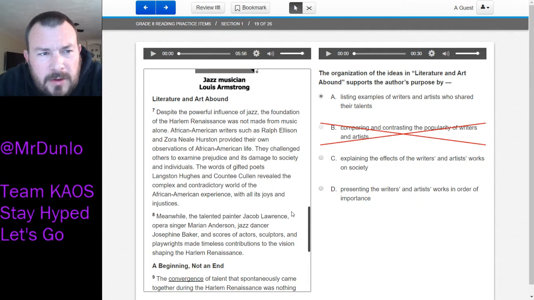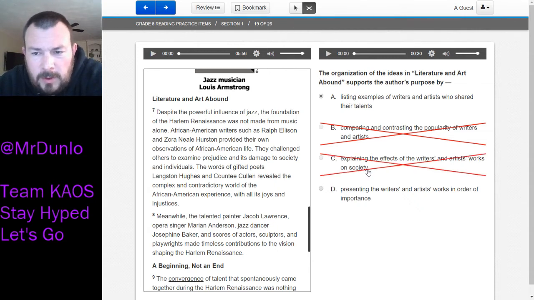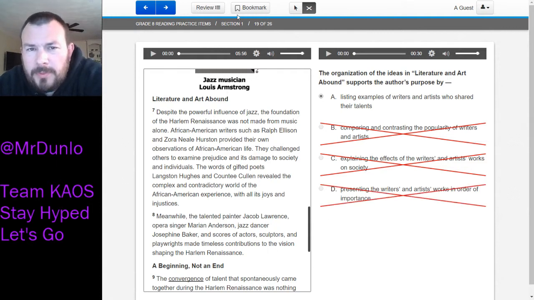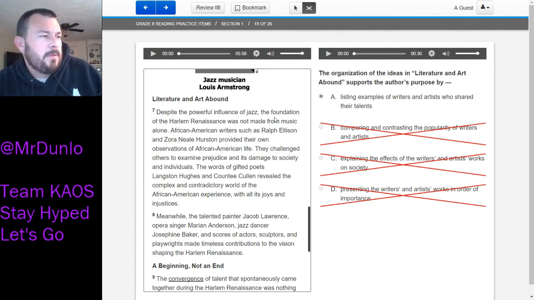You would have thought maybe they'd have done C, where it says explaining the effect of the writers' and artists' works on society and talked about how it affected people. That might have been cool, but they didn't do it. They just listed a bunch of people. Order of importance. Nah, they're all just listed up in there. They're not listed by order of importance. So yeah, it's a list of a bunch of artists, guys.